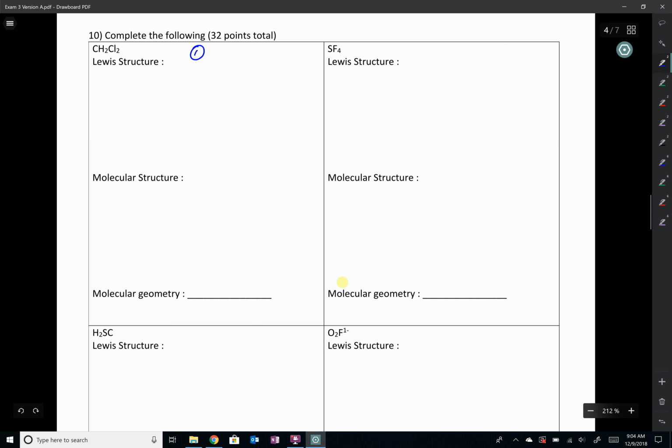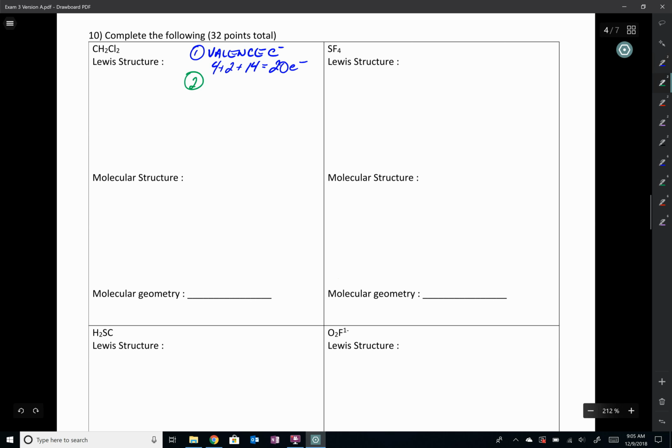Step one, we have to know our number of valence electrons, right? Step one is figure out your total number of valence electrons. We have 4 from carbon, 2 from the hydrogens, 1 from each hydrogen for a total of 2, and then 14 from the chlorines total, 7 from each of them. Right, so we have a total of 20 electrons here that we have to deal with. Okay.